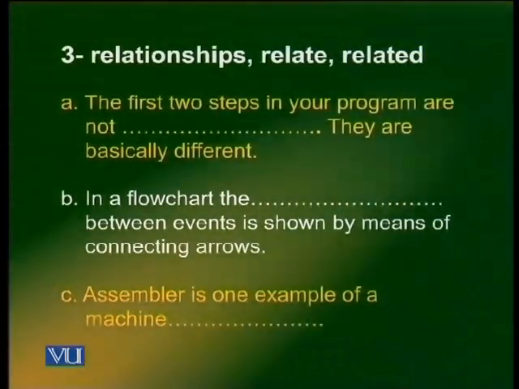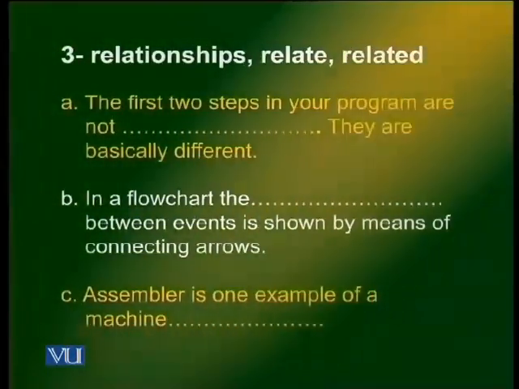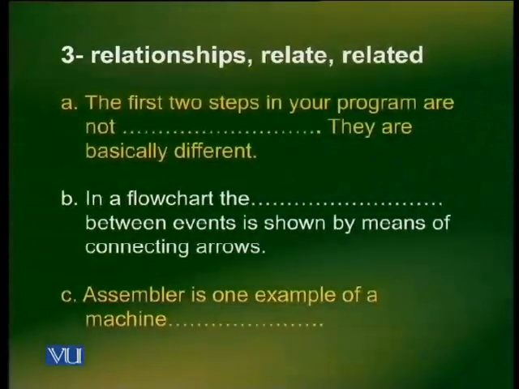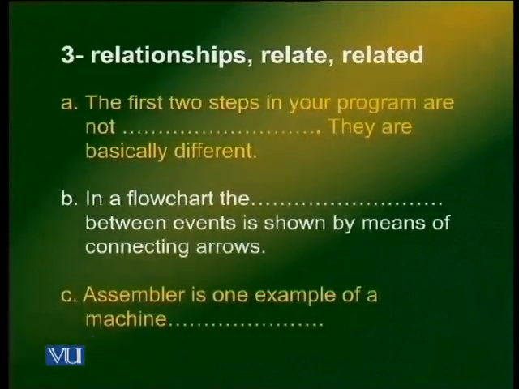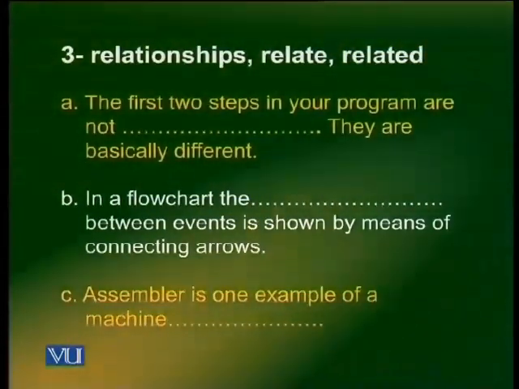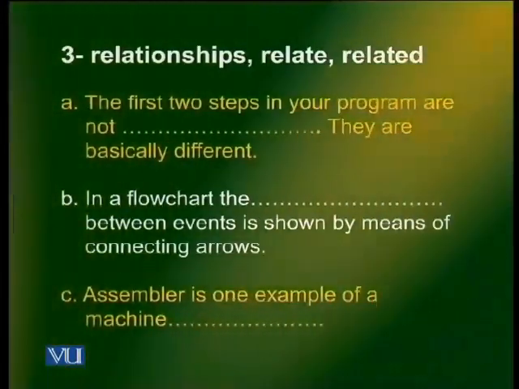And the right word would be "unrelated," meaning that there is no connection between them. B, in a flow chart, the relationships between events is shown by means of connecting arrows. So you've got a clue, the word "the" always goes with a noun. So it has to be: the relationships between events is shown by means of connecting arrows. The correct word is relationships.